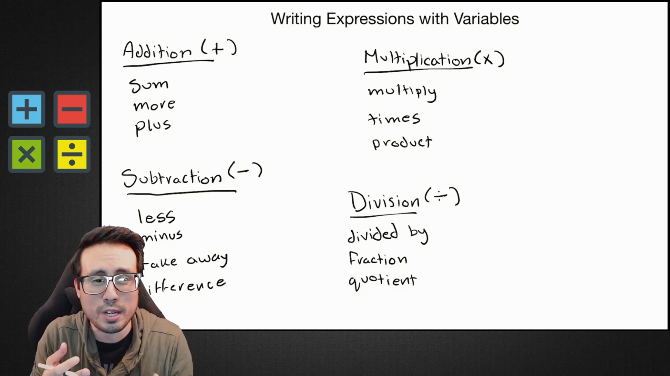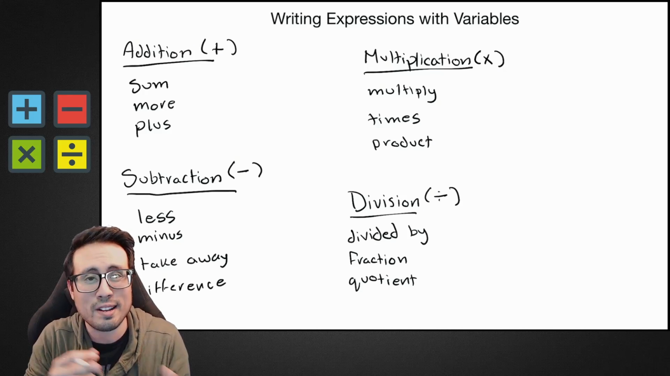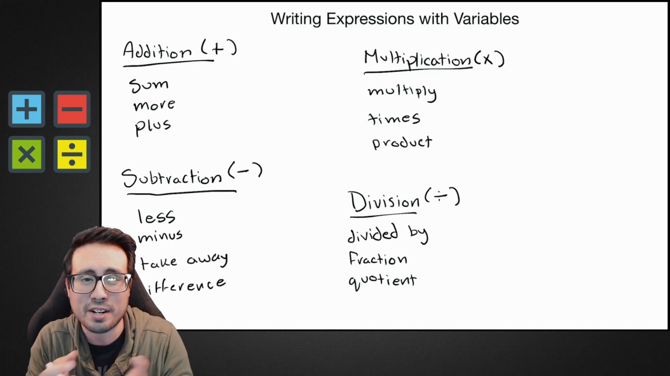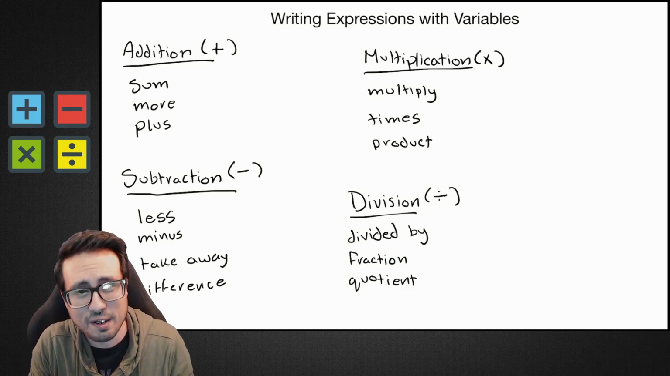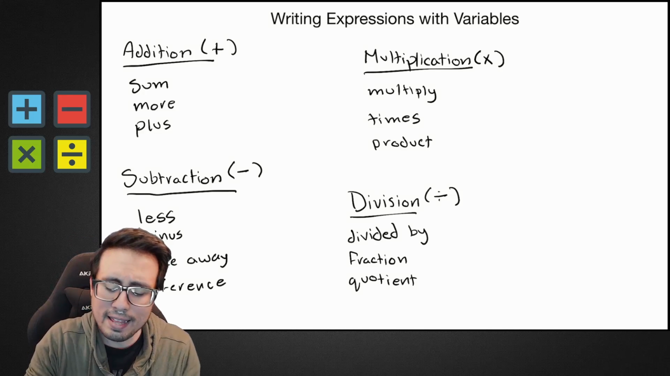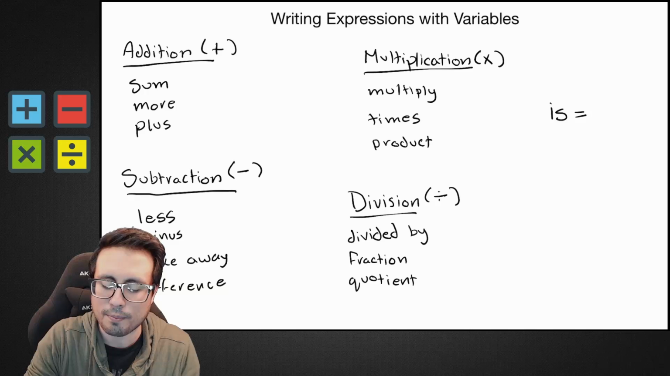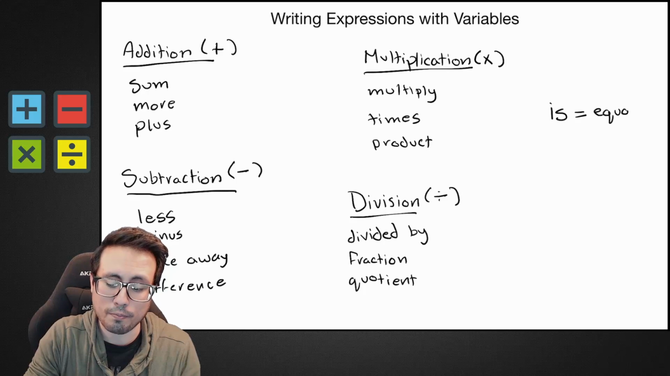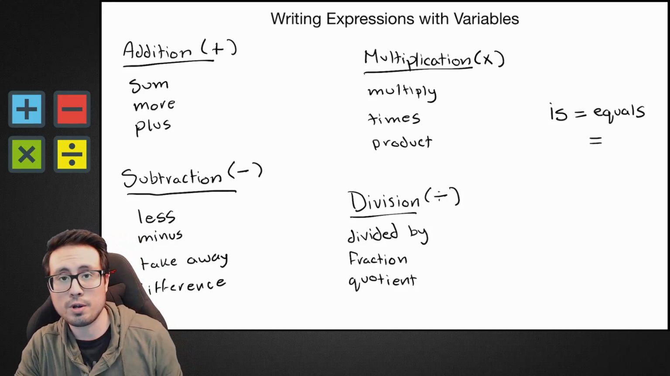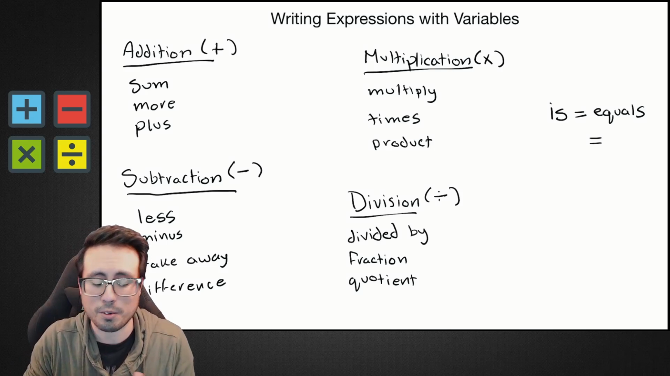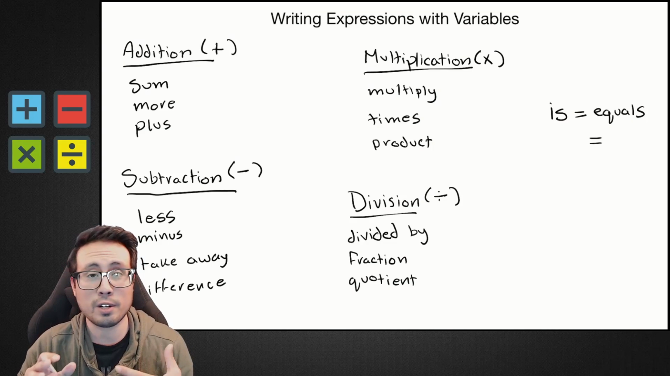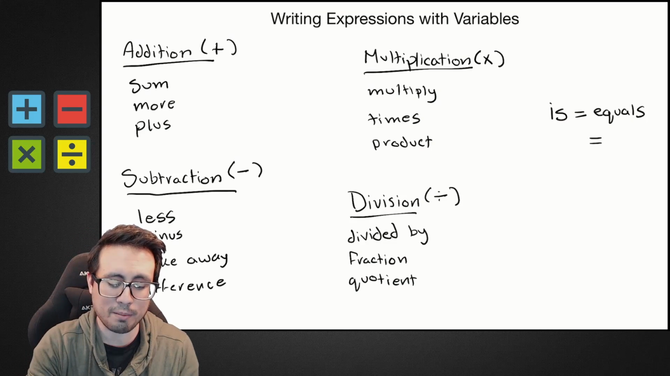And when you do see words, you always want to think about where does it fit? Is it going to be addition, subtraction, multiplication, or division? It's going to fit somewhere in this range. And then the last thing is, if you ever see the word is, it means equals. So the equal sign. Anytime you see the word is, it means equals. And so go ahead and take a look at these. Go ahead if you want to jot them down.